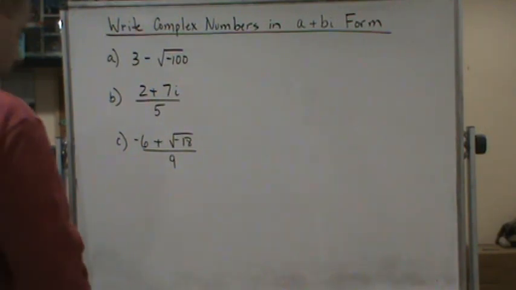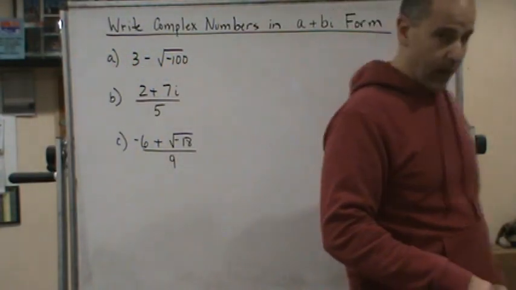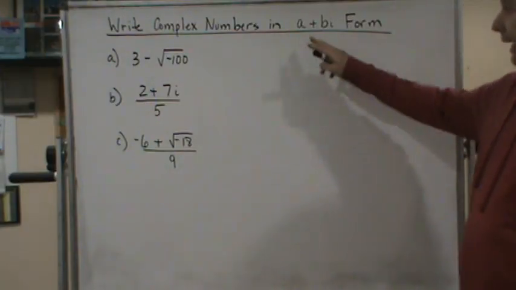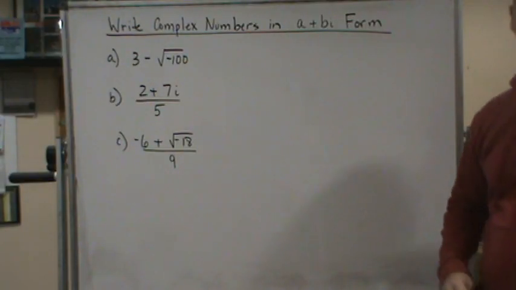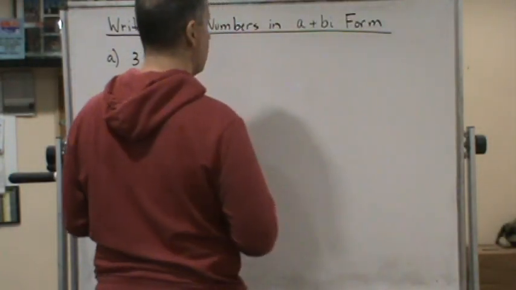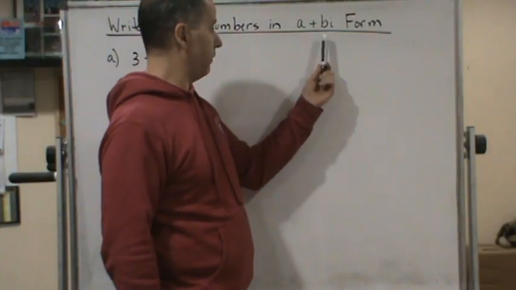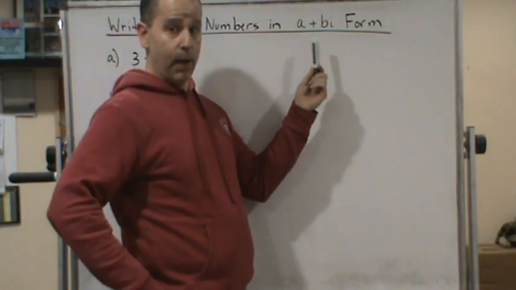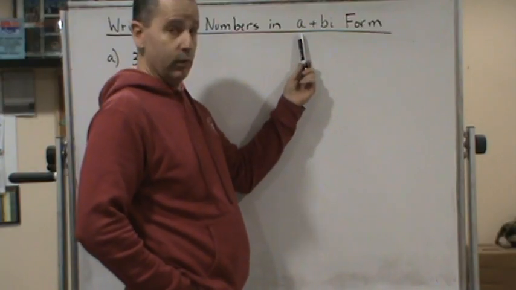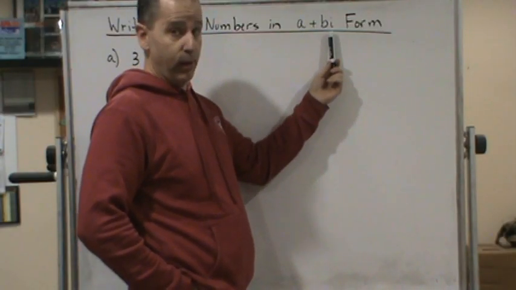All right, so now we're going to talk about writing complex numbers in standard form, what we call a plus bi form. This is known as standard form. So in standard form, there are two parts to the number. A complex number can be made up of two parts in standard form. We have the real part and the imaginary part.